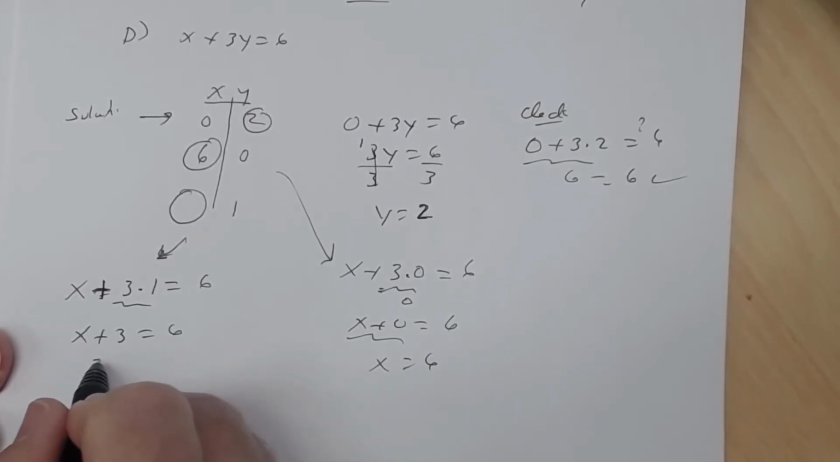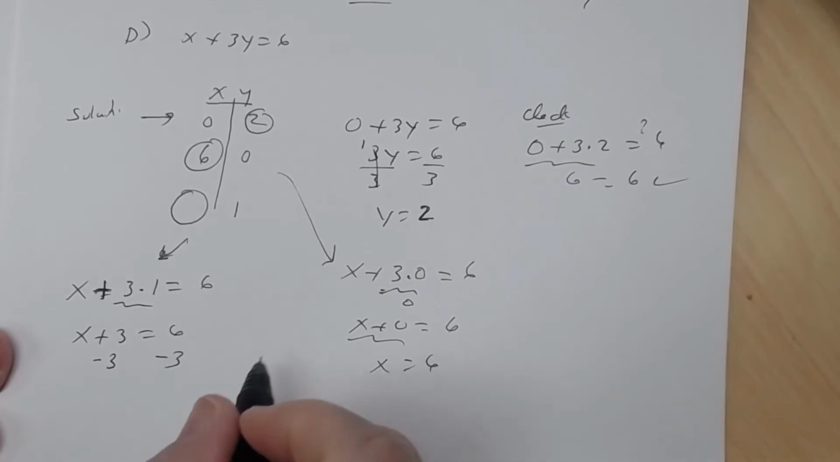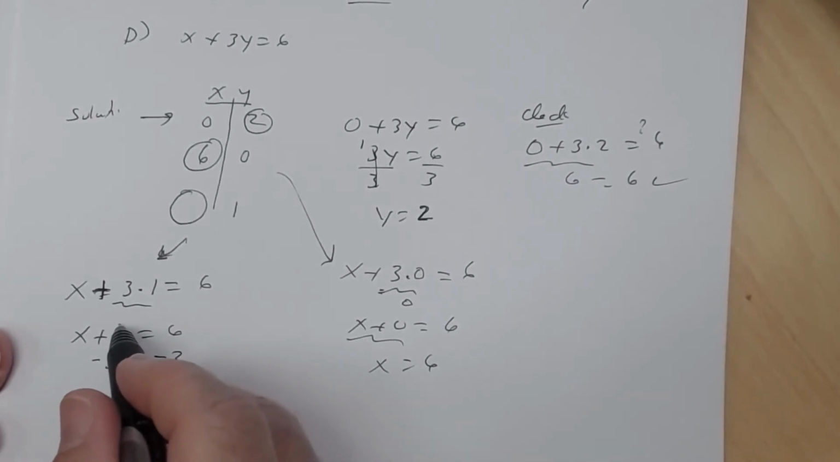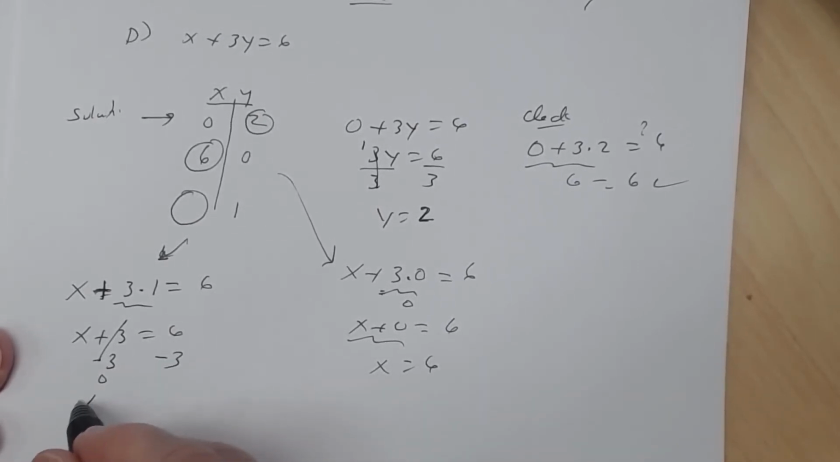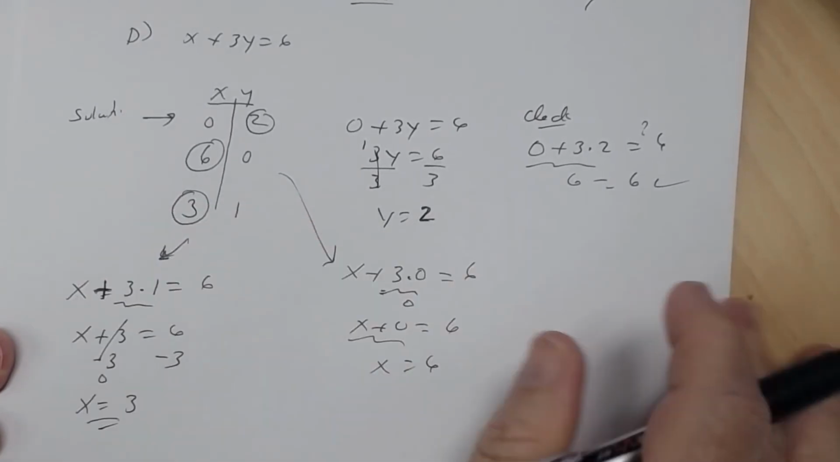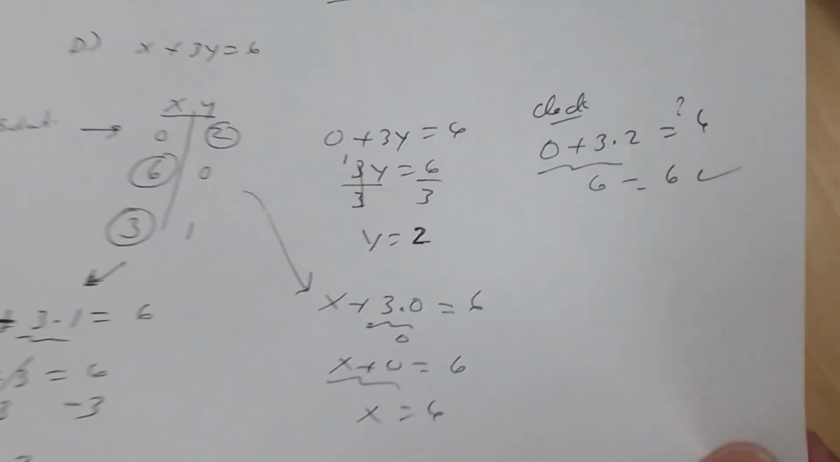Right now I'm adding 3. I'm going to do the opposite. I'm going to subtract 3 from both sides. And 3 subtract 3 is 0. And then so I get x equal 6 subtract 3 is 3. So 3 goes here. All right, and then finally, letter E.